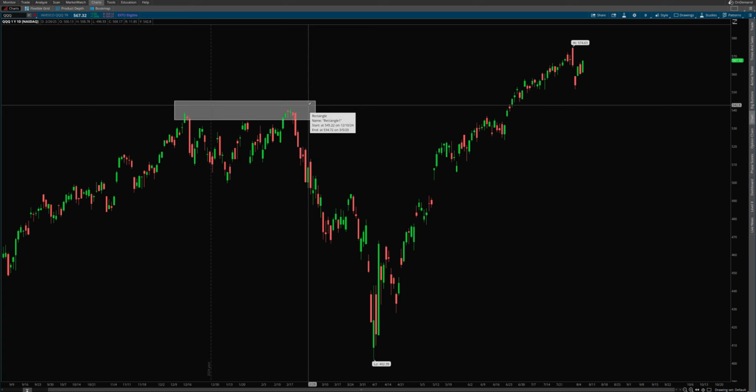Institutions do not care about your exact line. They care about fill zones. So that's something to get through your head, especially the technical purists. Specific prices are not the best way to chart support and resistance. Zones are.